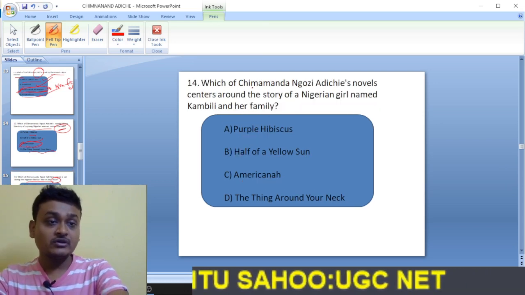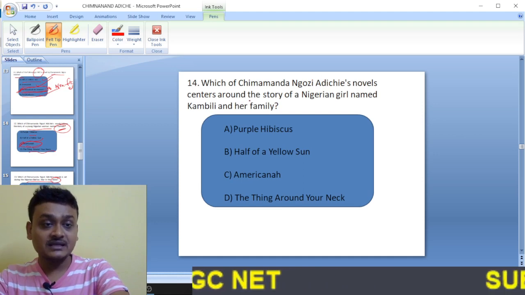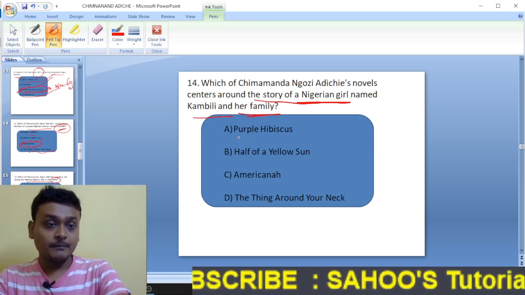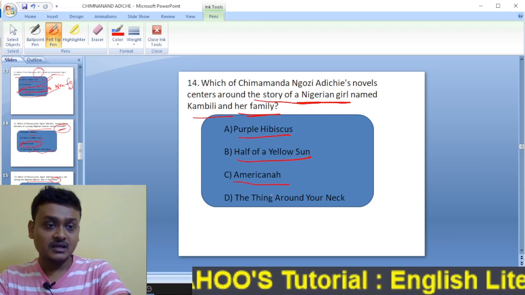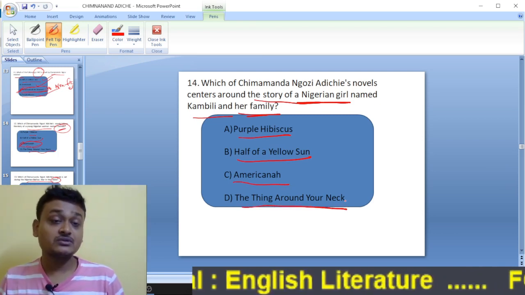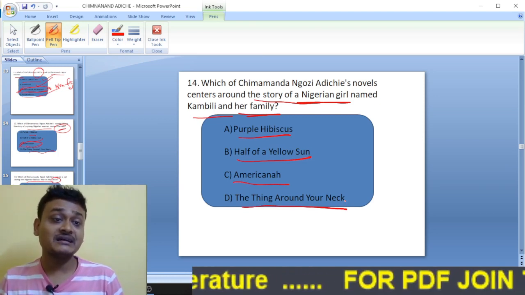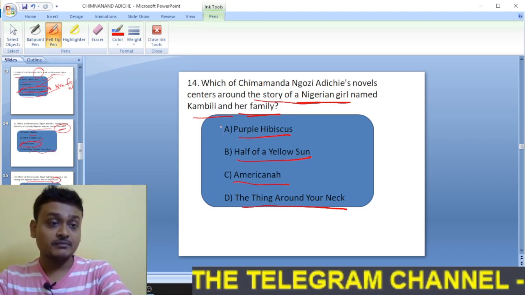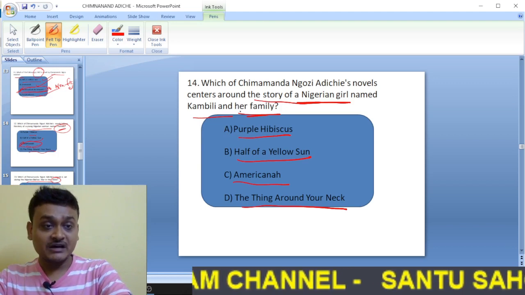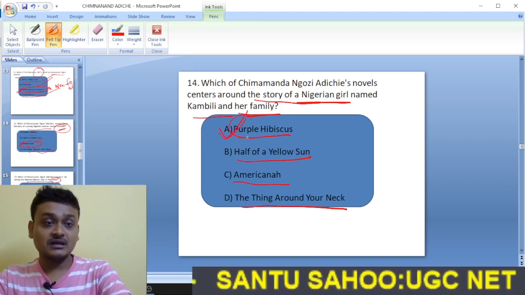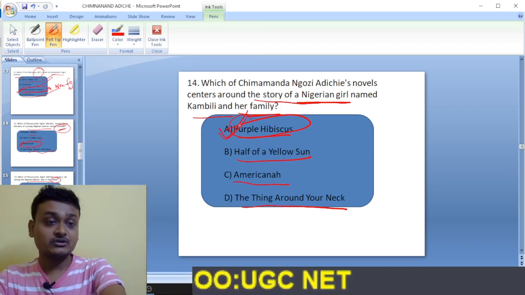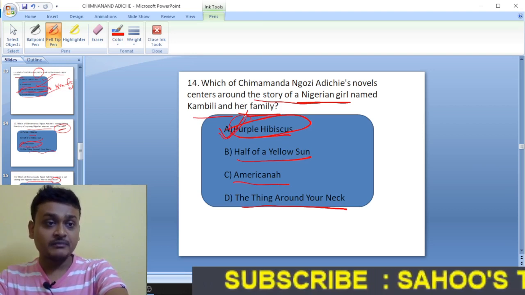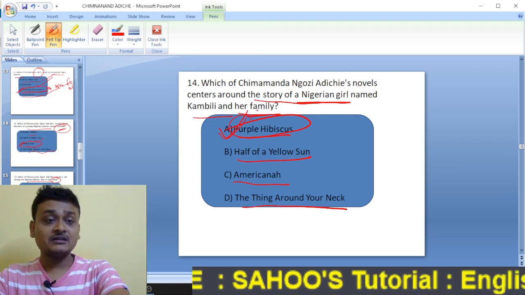Moving on to question number 14. Which of Chimamanda Ngozi Adichie's novels centers around the story of a Nigerian girl named Kambili and her family? Your options are Purple Hibiscus, Half of a Yellow Sun, Americanah, The Thing Around Your Neck. Earlier I have also mentioned that it is the story of Kambili and her family and the abusive father called Eugene. So it is Purple Hibiscus, the debut novel, all about the story of Kambili, Achike, and Jaja, who were living under the abusive father called Eugene.